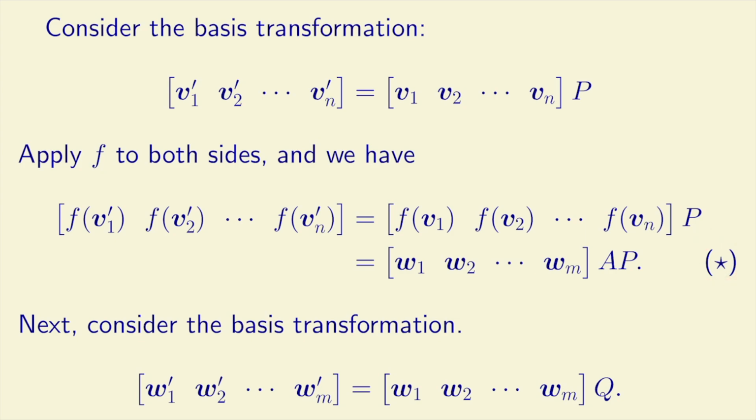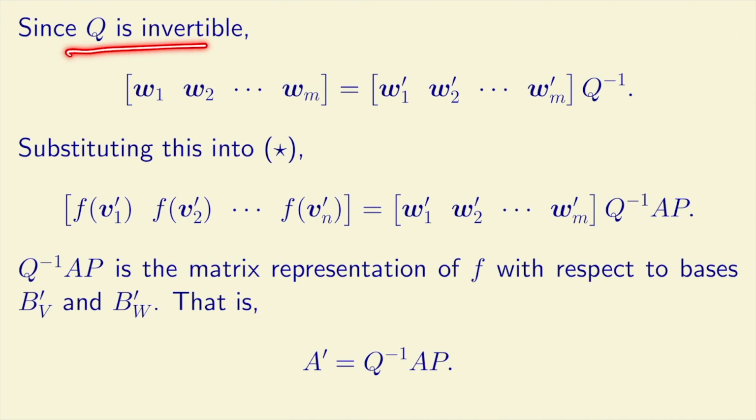Now we need to consider the basis transformation for W. (W'1, W'2, ..., W'm) equals (W1, W2, ..., Wm) Q. Since Q is a transformation matrix, we know it's invertible. (W1, ..., Wm) equals (W'1, ..., W'm) Q inverse. Now we substitute this into our equation star. (F(V'1), ..., F(V'n)) equals (W'1, ..., W'm) Q inverse AP. And we know from page 12 that (F(V'1), ..., F(V'n)) equals (W'1, ..., W'm) A'. So we have our answer. A' equals Q inverse AP.